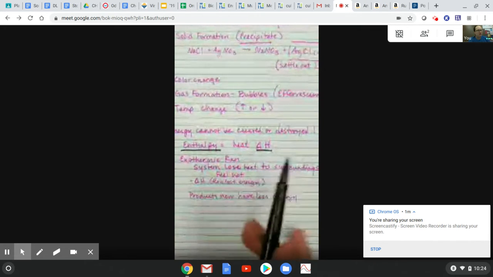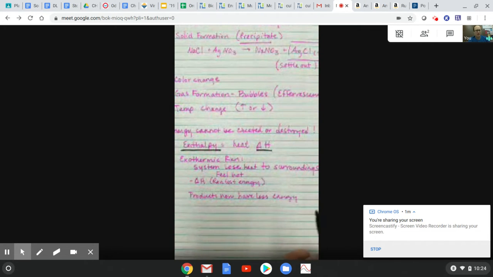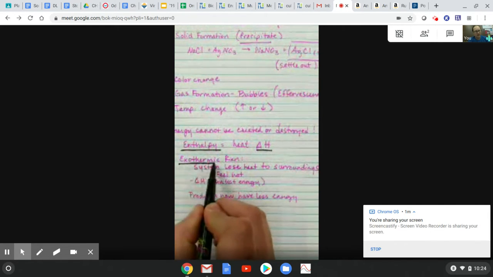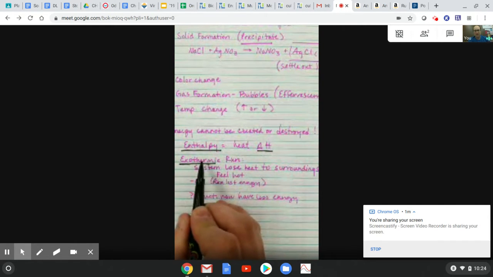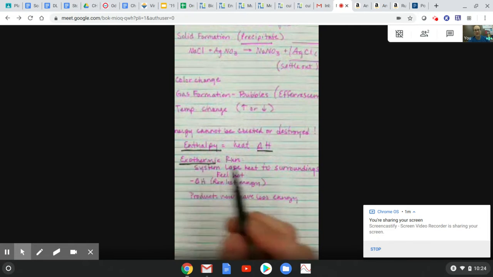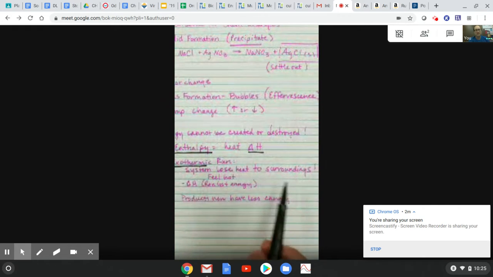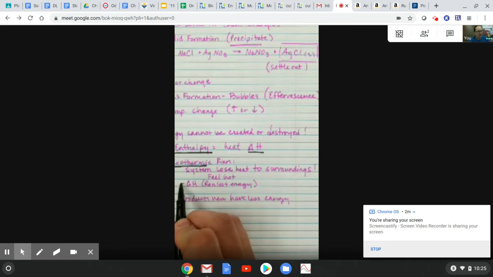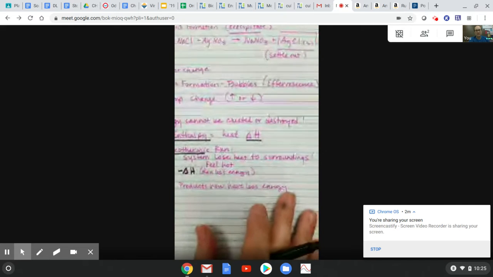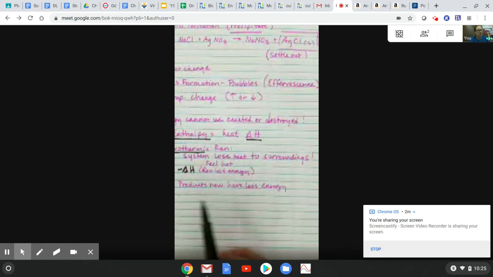So looking at this, there are two types of reactions when you're talking about heat energy. There's exothermic. Exo means out. Therm means heat. So this is heat out, meaning the reaction system is going to lose heat to the surroundings. The surroundings are what you feel. So these are going to feel hot because the reaction is losing energy. So we say it has a negative delta H because energy is being lost from the system to the surroundings. So my products now have less energy than what they started with.